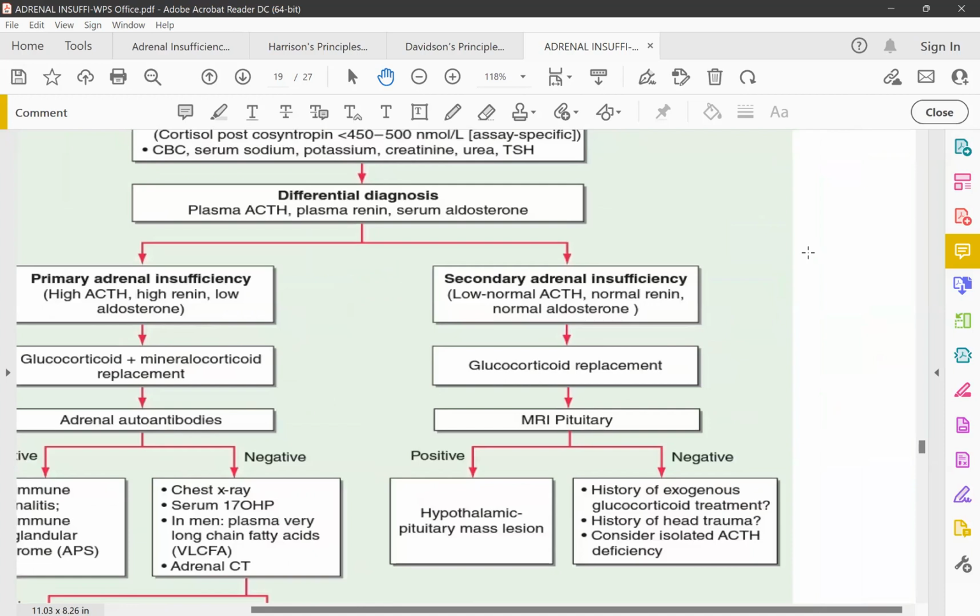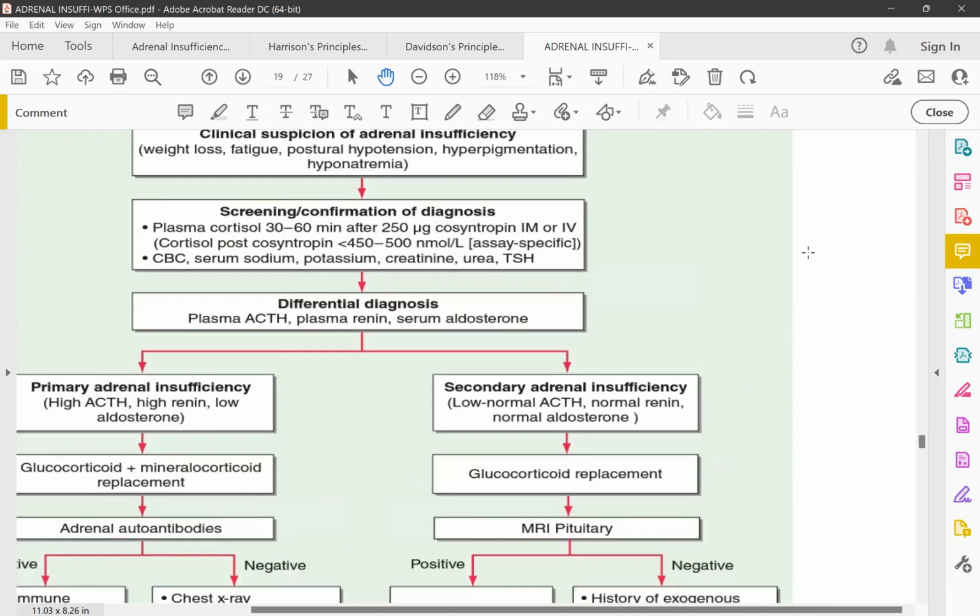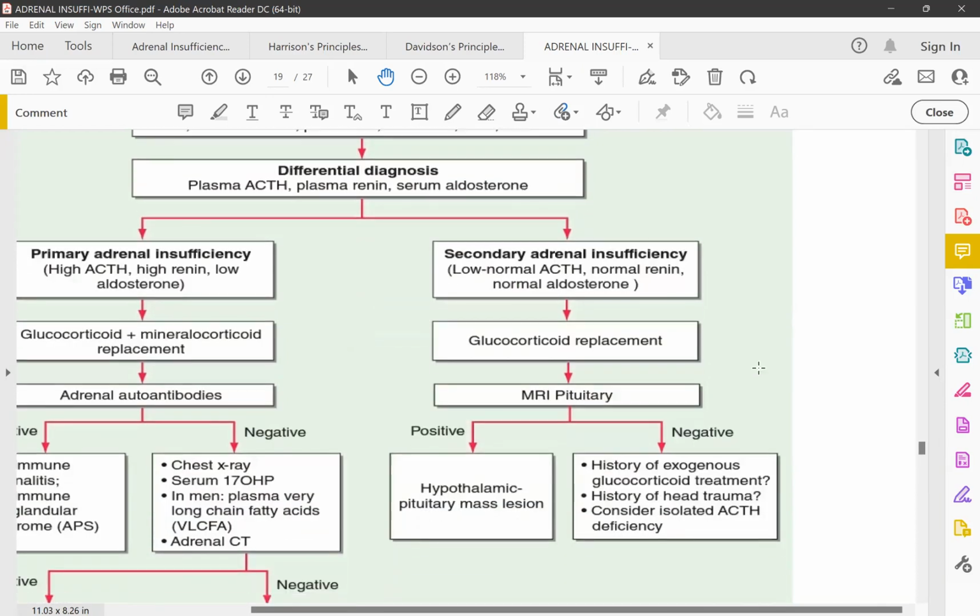Come to the secondary adrenal insufficiency. The features are the same. The patient will present with weight loss, fatigue, postural hypotension, and pigmentation may not be a problem. Hyponatremia will be there, hyperkalemia will not be there. No pigmentation, no hyperkalemia. In such a patient, you find the ACTH levels are low normal or low.